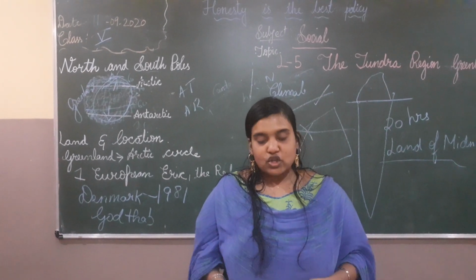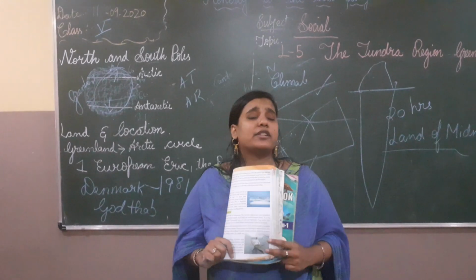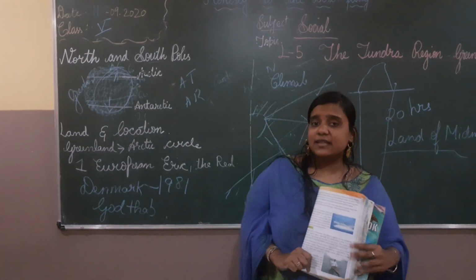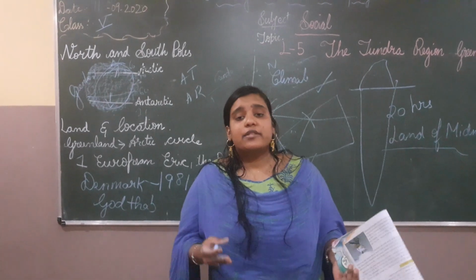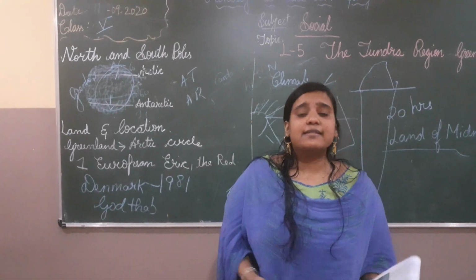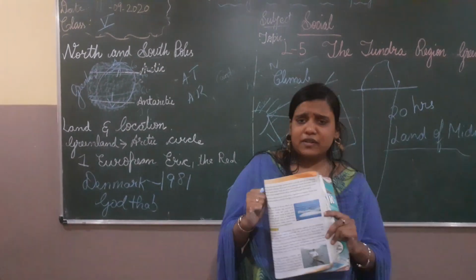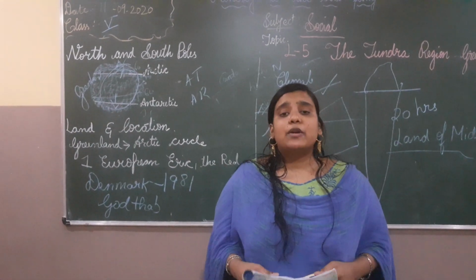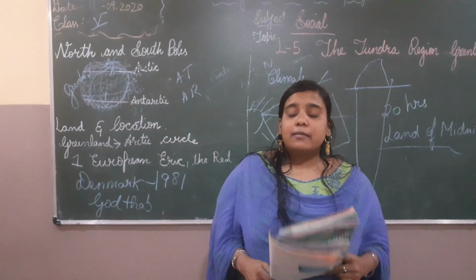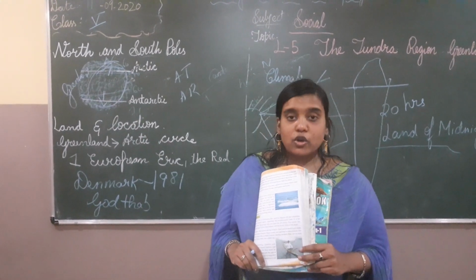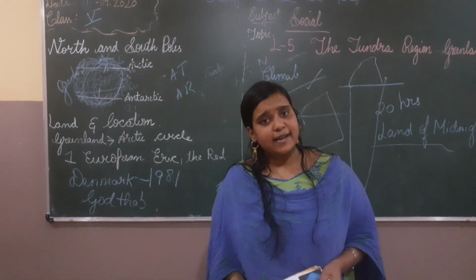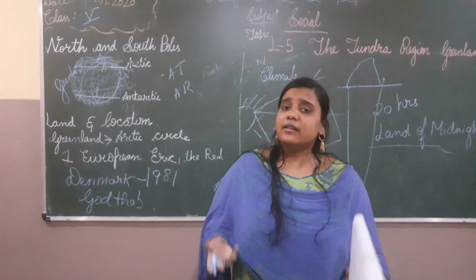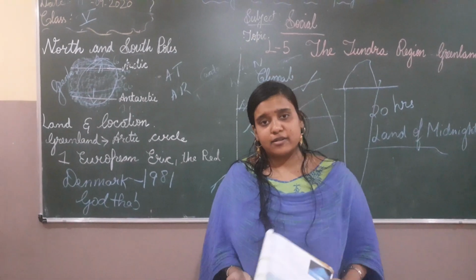Then climate and vegetation. As I said, because it is very far away from the equator, people are not receiving enough sun rays. Because of that, it is a very cold, frigid zone, very very cold. Because of the cold, summers are very short over there and winters are very long. Days are short and nights are long. If there is no sun, obviously days are short and nights are long.